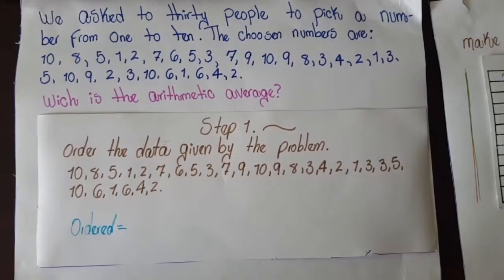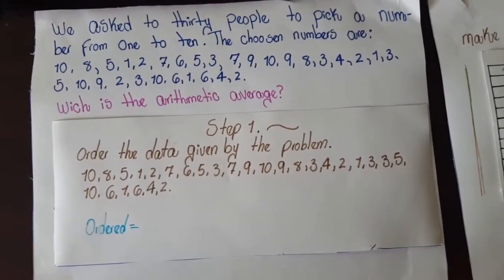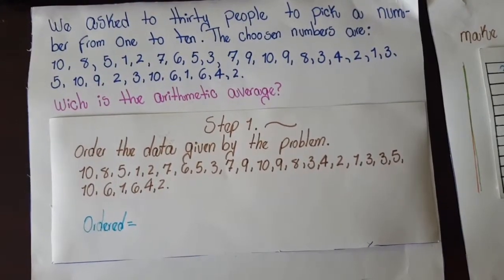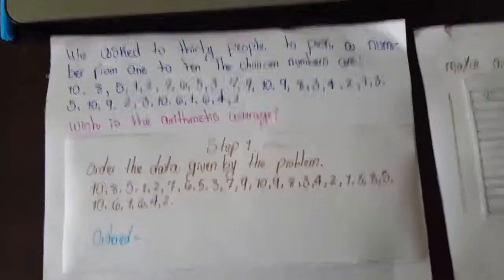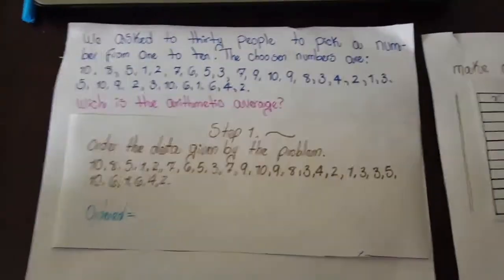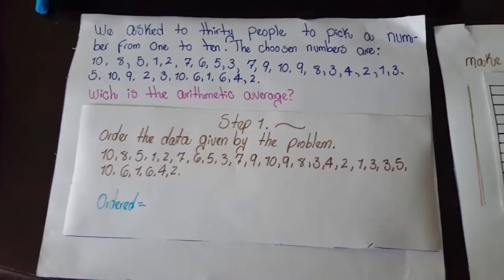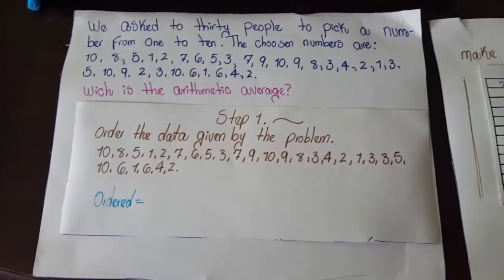For 30 people to pick a number from 1 to 10, their chosen numbers are 10, 8, 5, 1, 2, 7, 6, 5, 3, 7, 9, 10, 9, 8, 3, 4, 2, 1, 3, 5, 10, 9, 2, 3, 10, 6, 1, 6, 4, 2. Which is the arithmetic average?